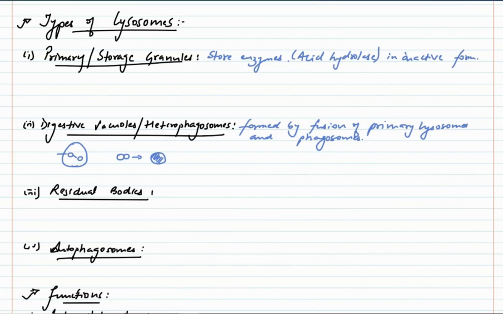Next are known as residual bodies. They contain undigested material and are eliminated by exocytosis, that is movement of a substance outside the cell.